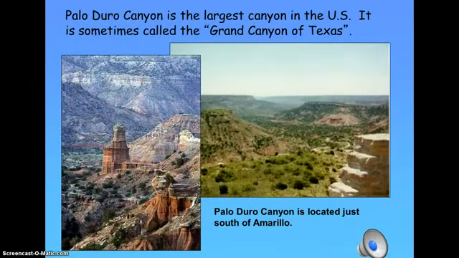Palo Duro Canyon is the largest canyon in the U.S. It is sometimes called the Grand Canyon of Texas.